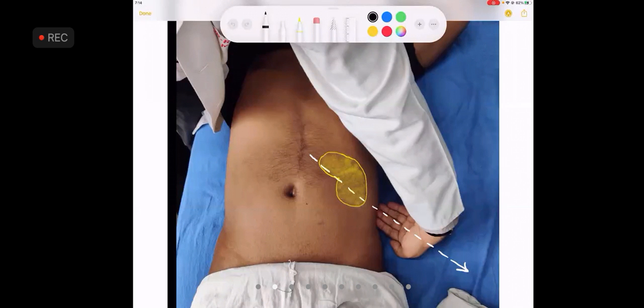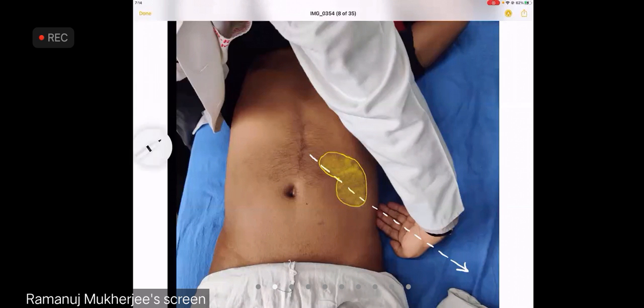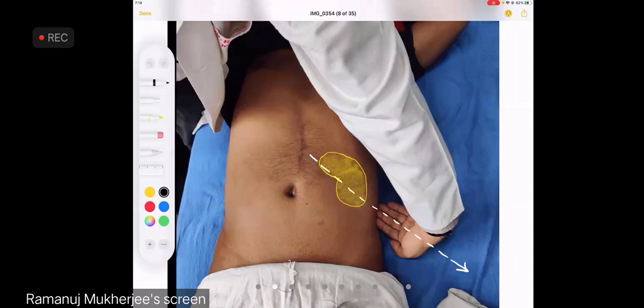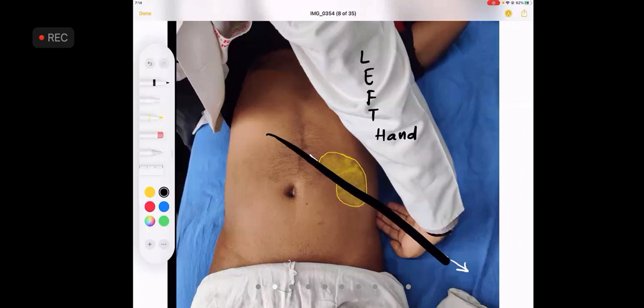Right hand. This is which hand, sir? This is my left hand. If I am standing on the right side, I am taking the left hand behind, and then I am placing the left hand along the axis of the kidney, and this is the way to palpate. Now definitely this is behind.